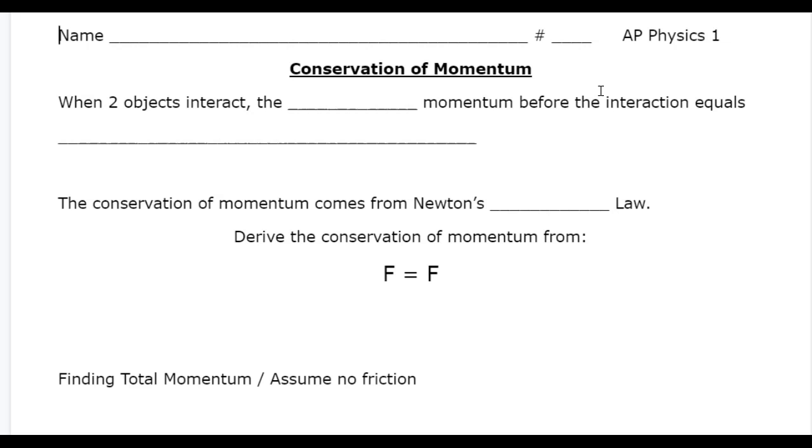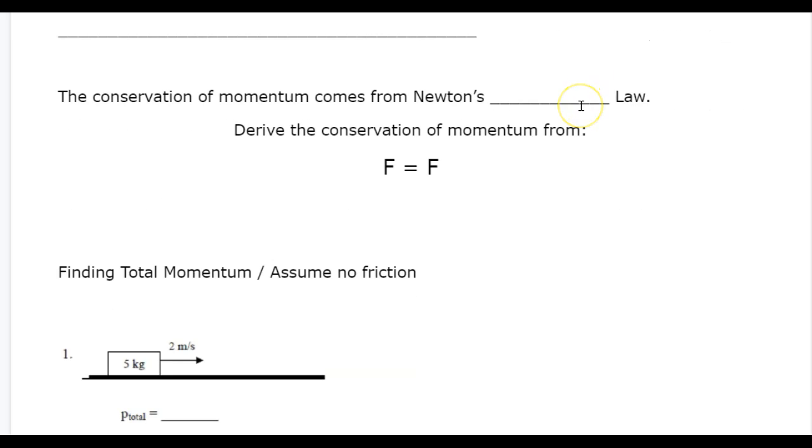The total momentum before the interaction equals the total momentum after. Momentum is conserved. It's not lost. It's exchanged. The conservation of momentum comes from which one of Newton's laws? Yes, the third law. I developed this already, but now I'll develop it slowly.